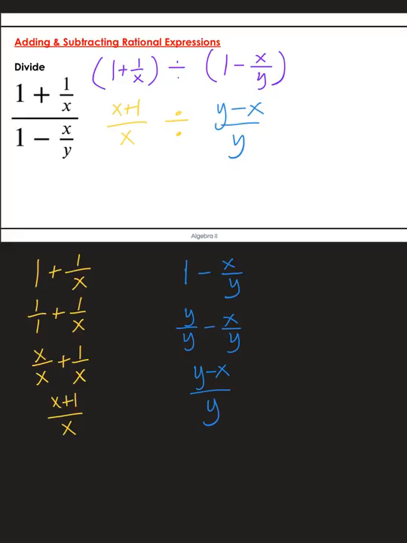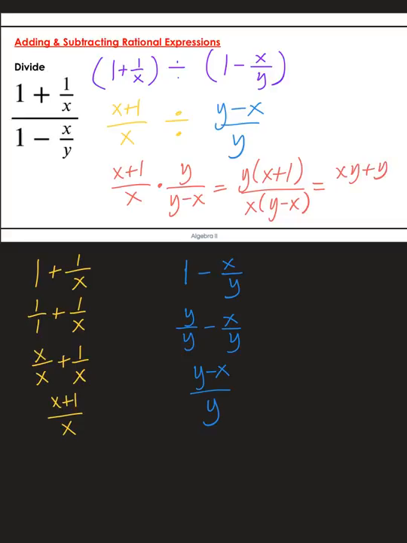And what do I do when I am doing division of two fractions? I keep the first one, which is (x + 1)/x. And then I multiply by the second one, the reciprocal. So that's y/(y - x). And when I multiply it out, I have y times (x + 1) over x times (y - x). And when I actually do the multiplication, that's (xy + y) over (xy - x squared). And so that will be my answer.